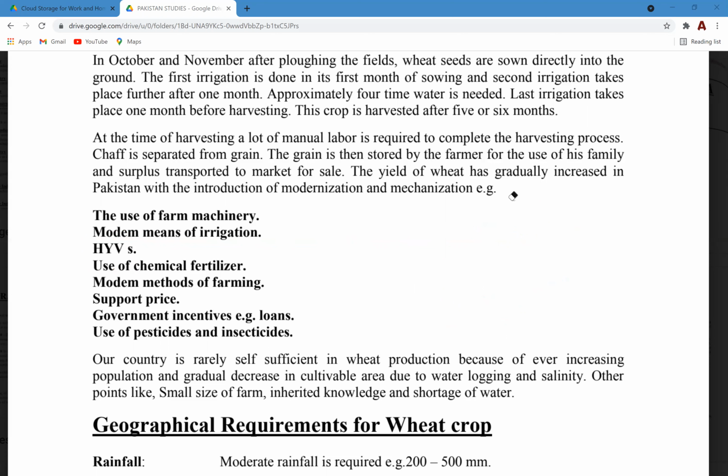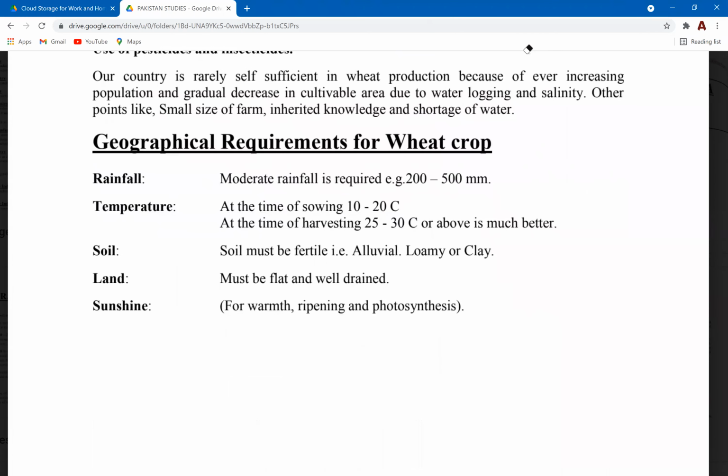Let's look at the geographical factors, requirements for wheat. The rainfall that you need must be around 200 to 500 millimeters. Temperature 10 to 20 degrees Celsius at the time of sowing in winters. This is the average temperature that you need. At the time of harvesting in summers, you need a temperature of almost about 25 to 30 degrees, which is moderate to warm climate. Soil must be fertile. Alluvial is the best quality of soil that can be used. Land must be flat. It must be well drained. And obviously, you need a good amount of sunshine for the photosynthesis to take place. So these are all the geographical requirements for a wheat crop.